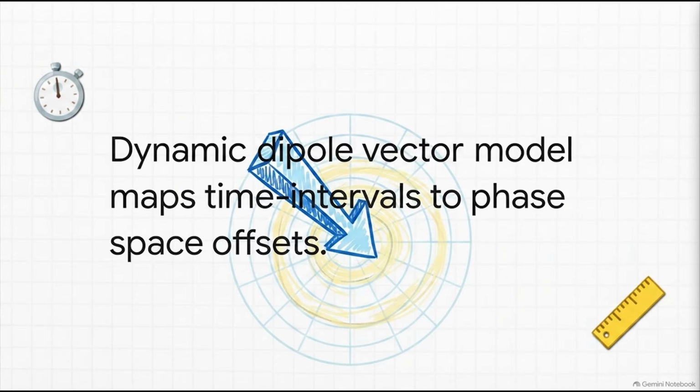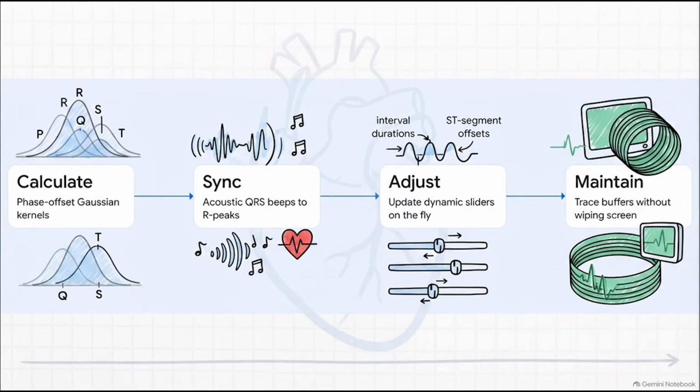Now, what's really fascinating here is the math at the core of this real-time synthesis engine. The simulator uses a dynamic dipole vector model to render a continuous, never-ending heartbeat. So instead of just playing a pre-recorded animation loop on repeat, it dynamically maps time intervals, like your PR or QT durations, into geometric angles or phase space offsets. Basically, by calculating the milliseconds against the beats per minute in real time, the engine dynamically links clinical time to a mathematical circle. That is what allows it to seamlessly draw the wave cycle over and over again without a hitch. And all of this math powers a lightning-fast, real-time rendering pipeline.